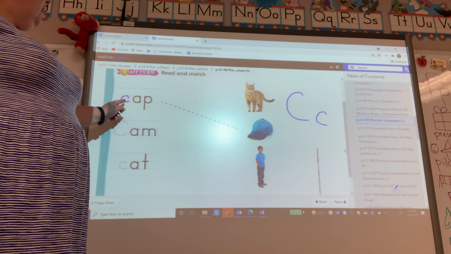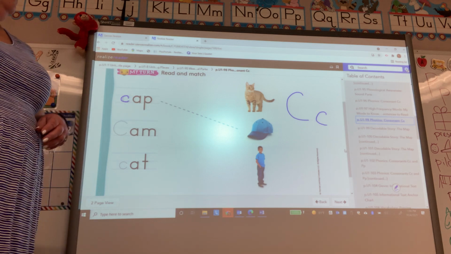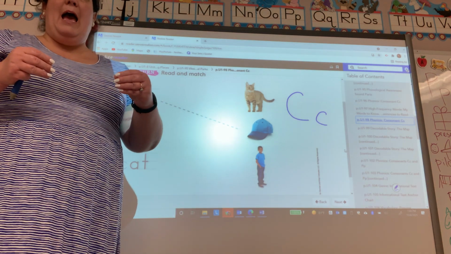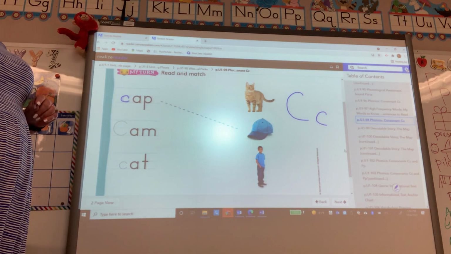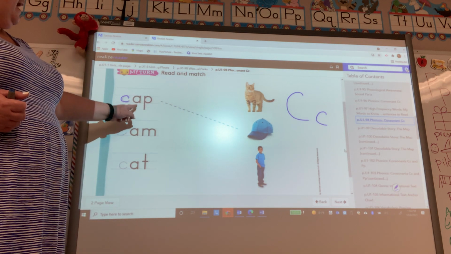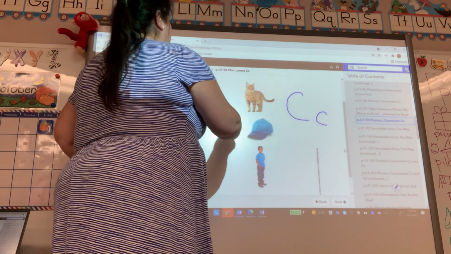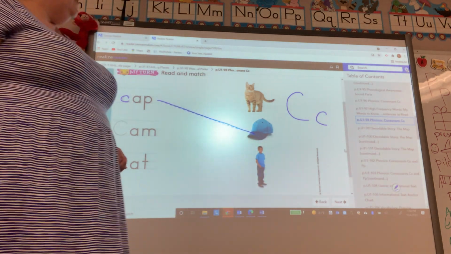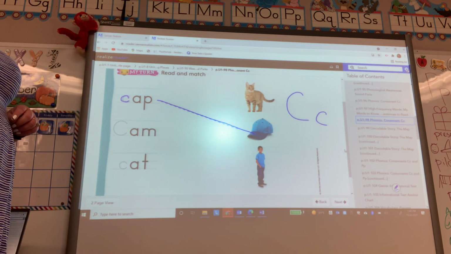So let's put them together. K, a, p. Cap. K, a, p. Cap. So we're going to trace a line. They've got it for us. Trace the line from the word cap to the cap.